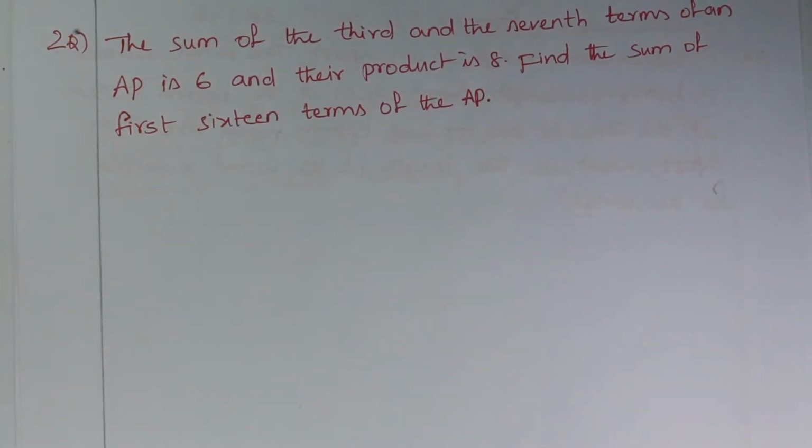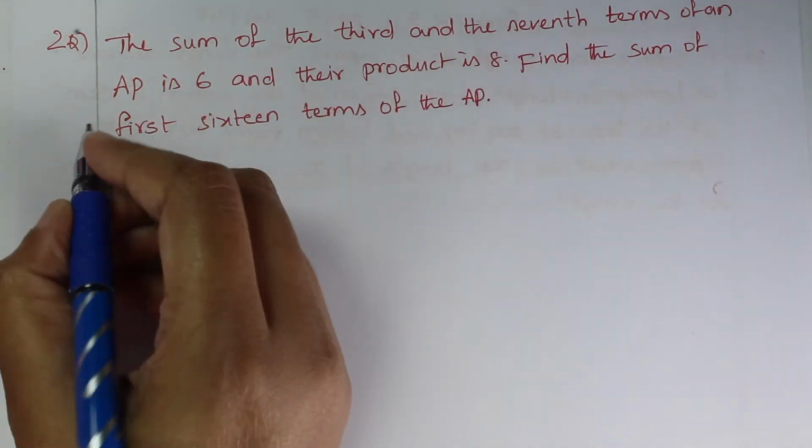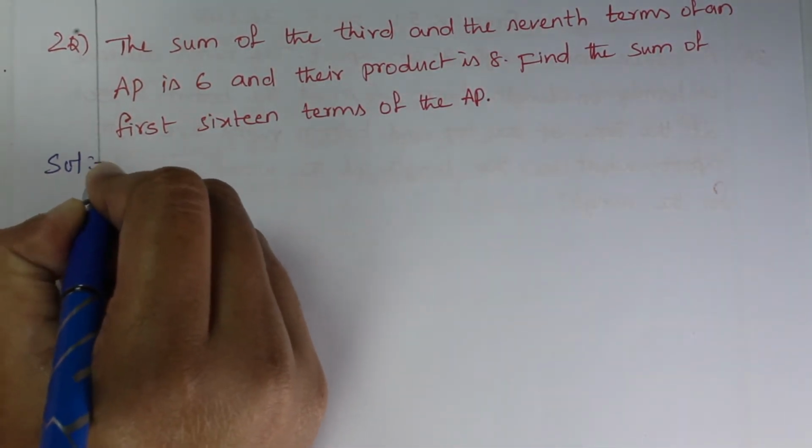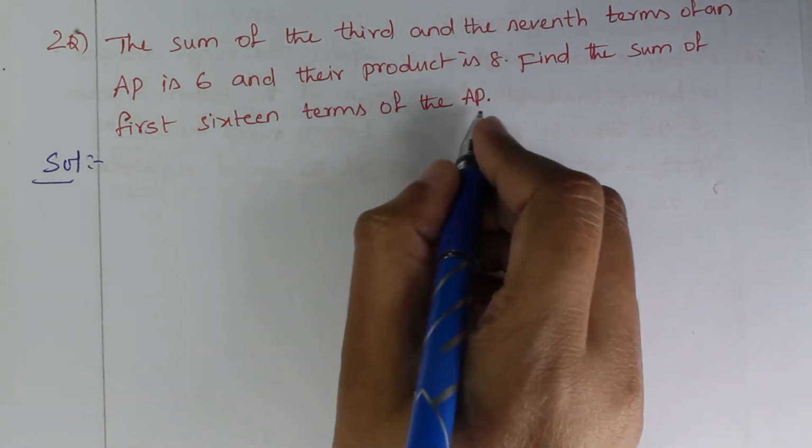Now let's move to the second question. The sum of the third and seventh terms of an AP is 6 and their product is 8. Find the sum of the first 16 terms of the AP.